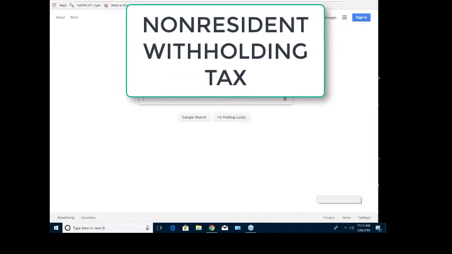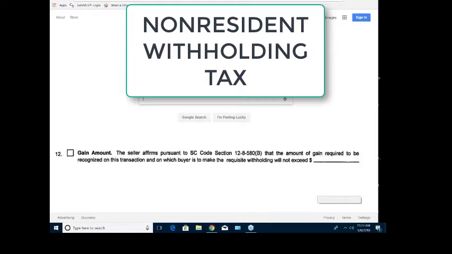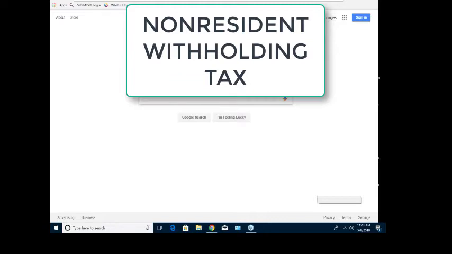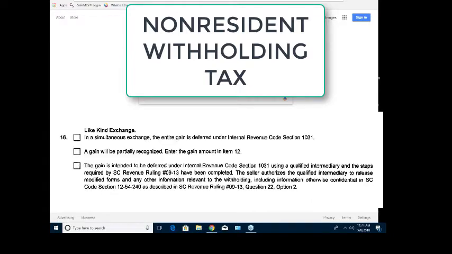If we can't check box 10, we're hoping that we can go to number 12, where you tell us your gain amount, and hopefully it's not a ton of money, because we're going to have to withhold 7% of that. And if not, maybe they're doing a 1031 exchange. Number 16 is an option if they're doing a 1031 exchange at closing. So they're a non-resident, the money goes to a QI, and they're going to repurchase something.